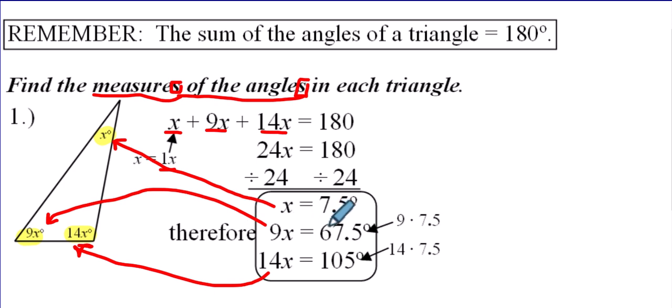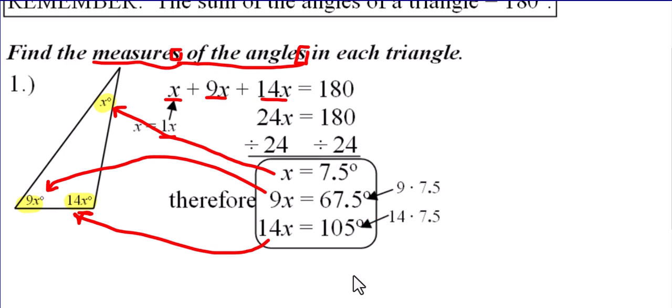And yes, you can have decimals, totally allowed. You could even have mixed numbers. And then I'm not done. I need 14x. So 14x would be 14 times x. I know x is 7.5, so that's 14 times 7.5. Again, use my calculator, and I get 105 degrees.